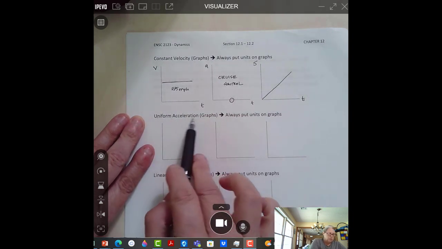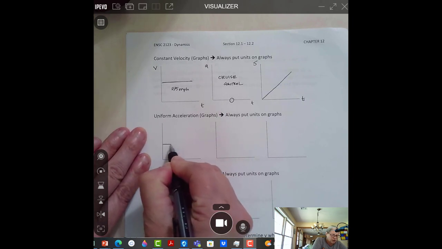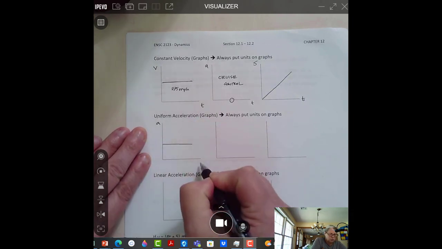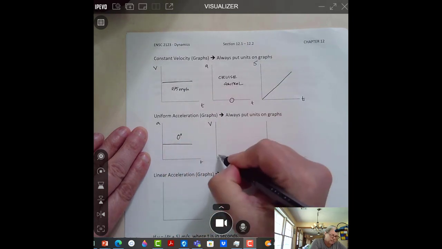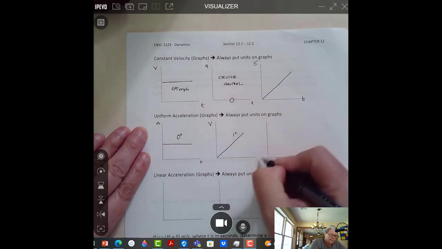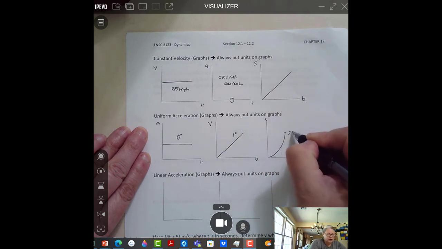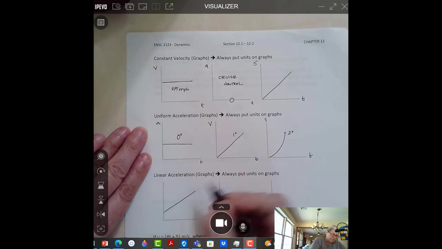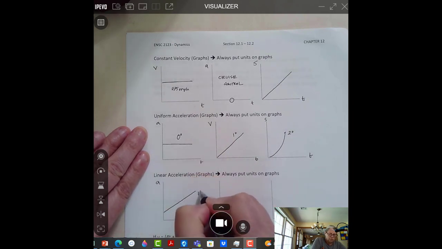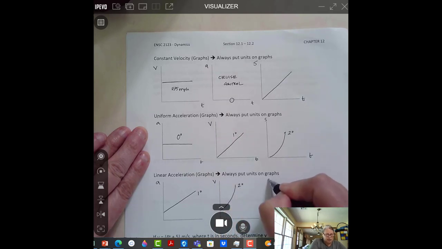So what if I have a uniform acceleration? So uniform acceleration is like constant. So this is my acceleration with time. And this is a 0-degree curve. So I know that my velocity is going to be 1 degree. And I know my position is going to be 2 degree. Okay. If I have linear acceleration, so here's my acceleration. This is at 1 degree. My velocity is going to be 2 degrees. And my position is 3 degrees.